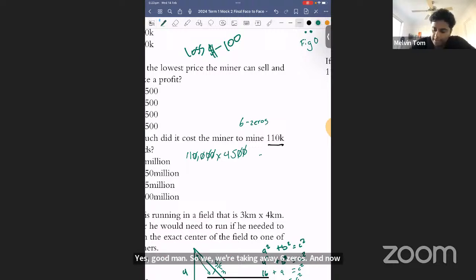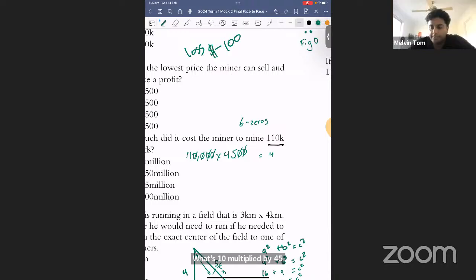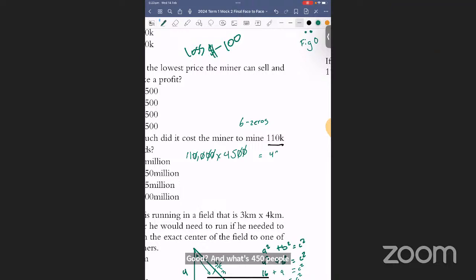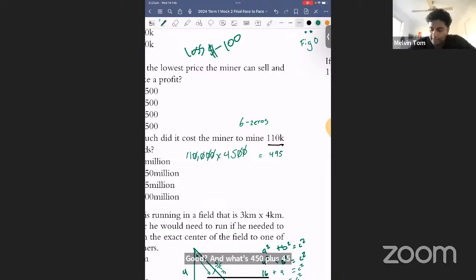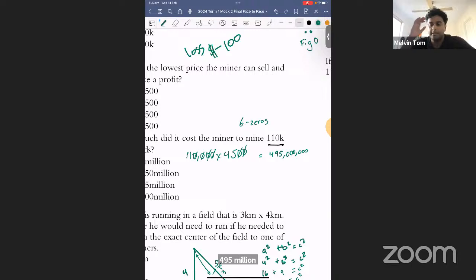And now we're left with 11 multiplied by 45. What's 10 multiplied by 45? 450. Good. And what's 450 plus 45? 495. All right. And now we add back the zeros, right? Mm-hmm. And what number is this? 495 million. Good man. So the miner made $495 million selling the diamonds, and he still lost $5 million. So how much do you think it cost him to make the diamonds?